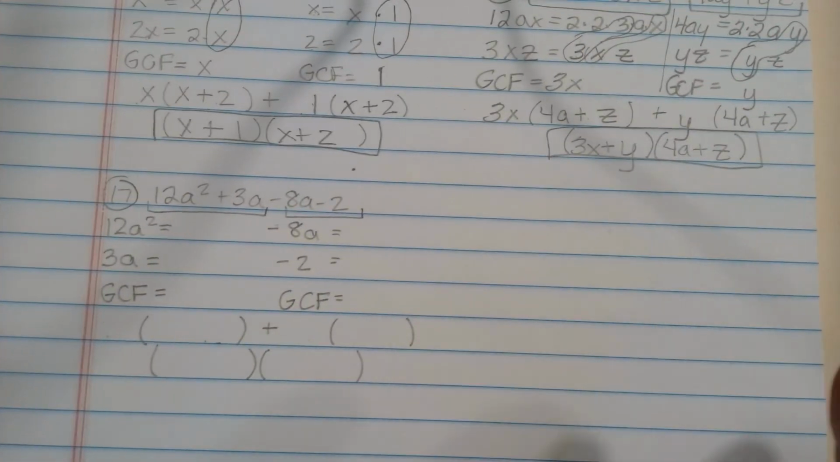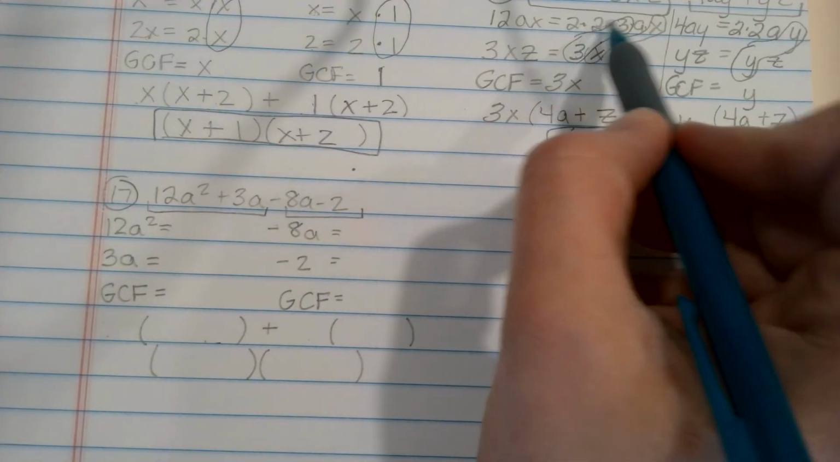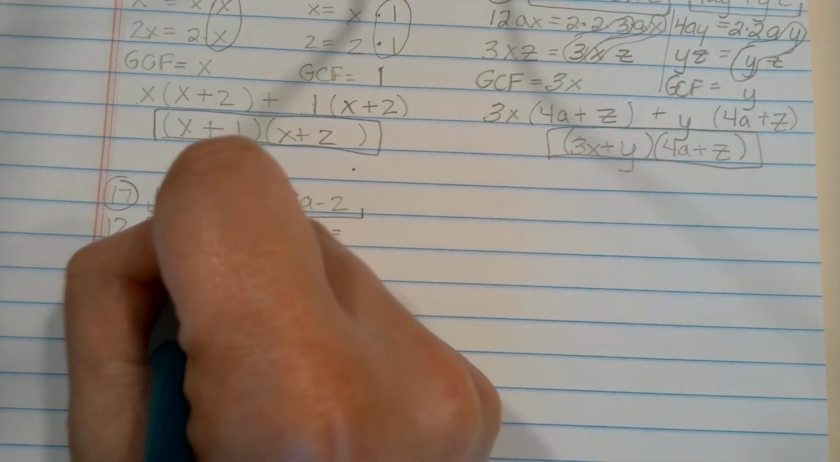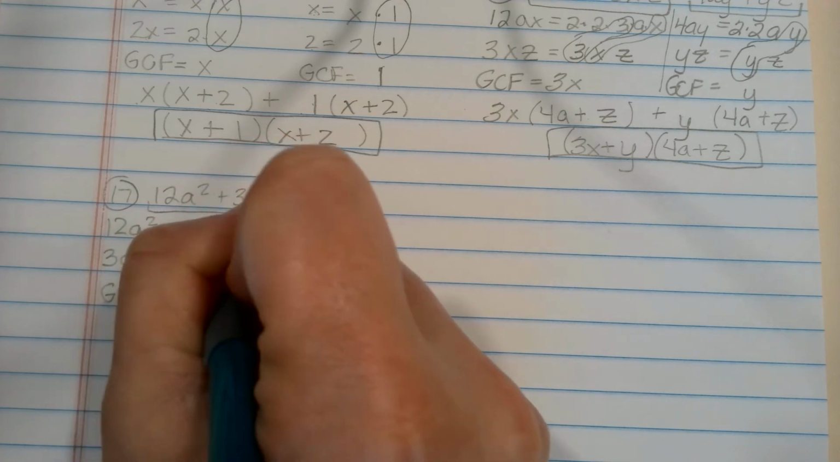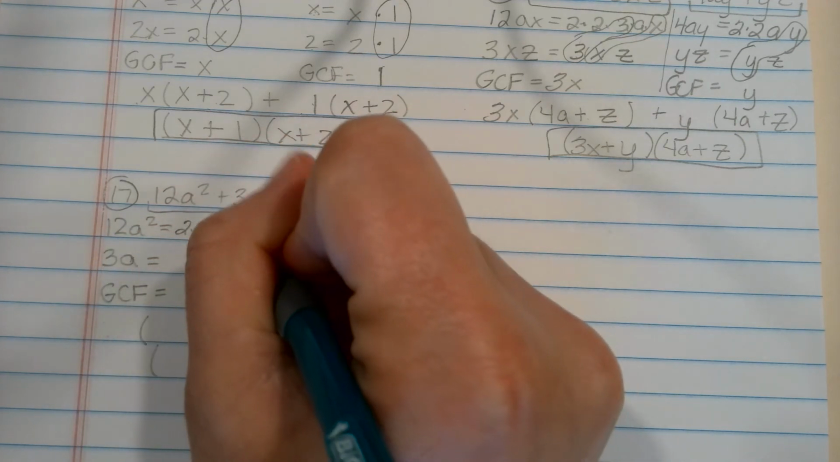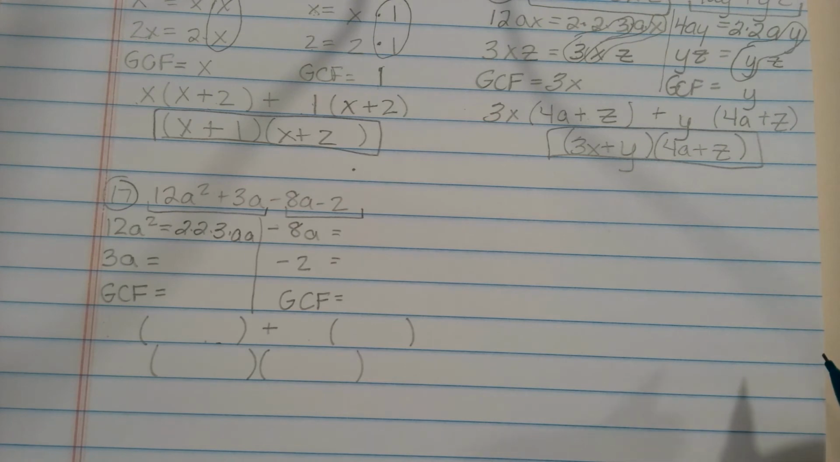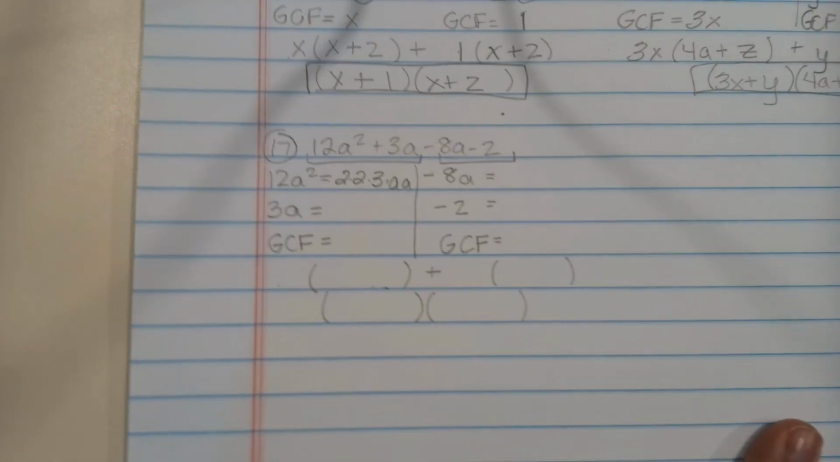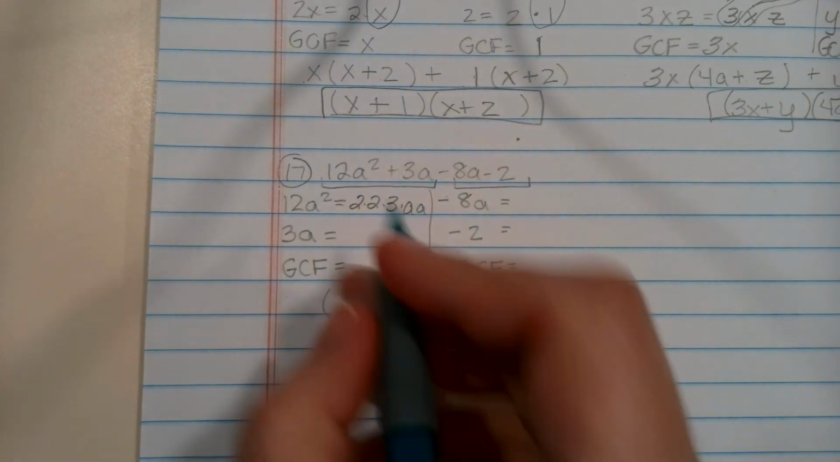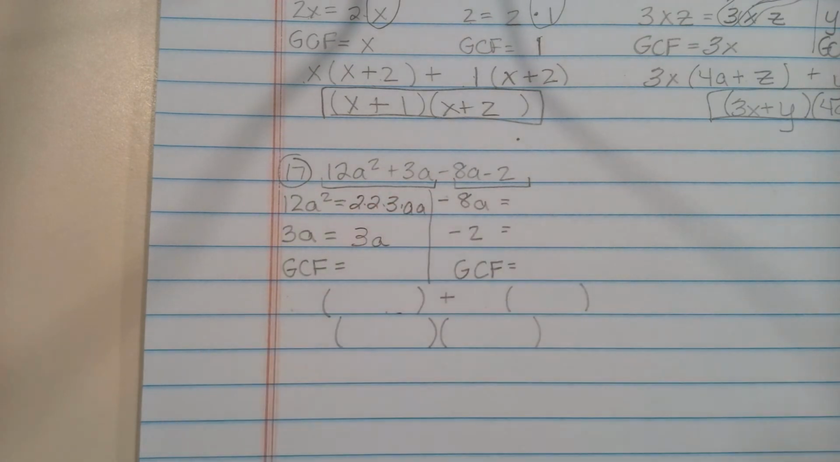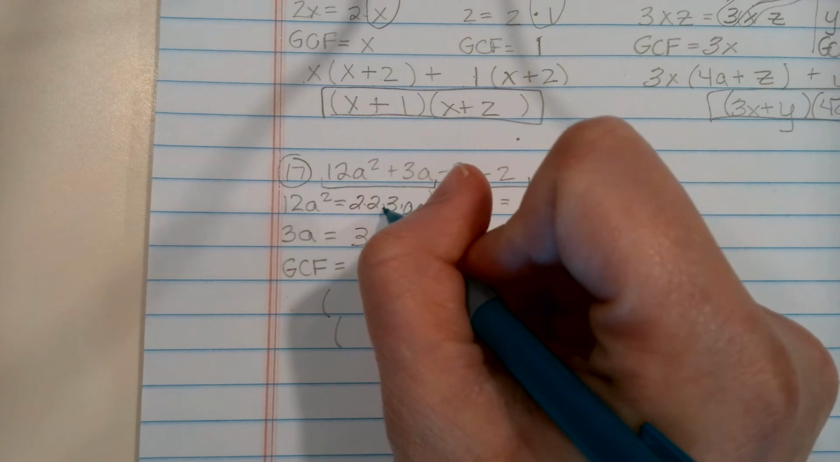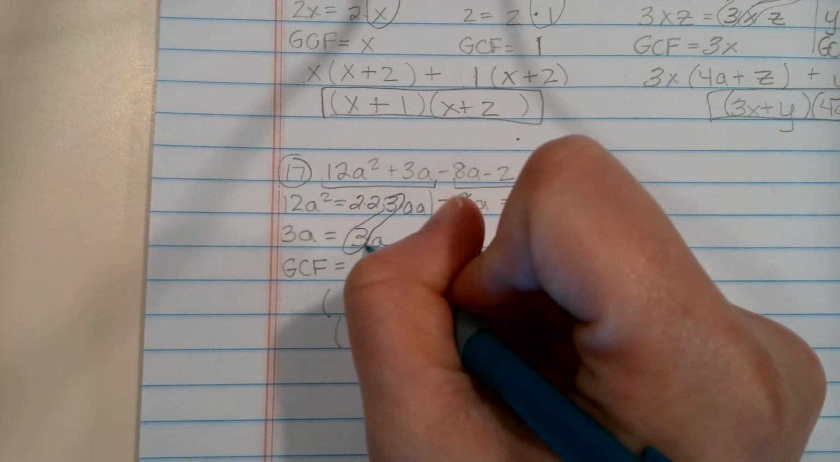We did 12 already. Up here, it was 2 times 2 times 3. So let's just use that again. 2 times 2 times 3, a and a. Put my divider there. Okay, bring this back in the middle. 3a is just going to be 3a. So we have to circle what has in common. We've got a 3 and we've got an a.